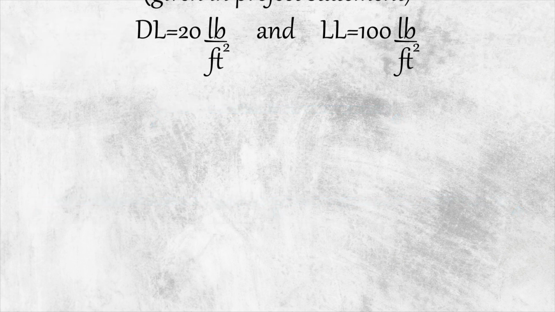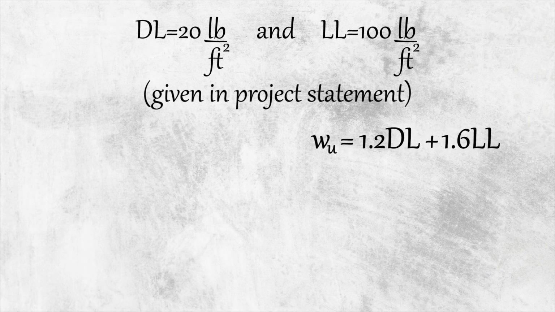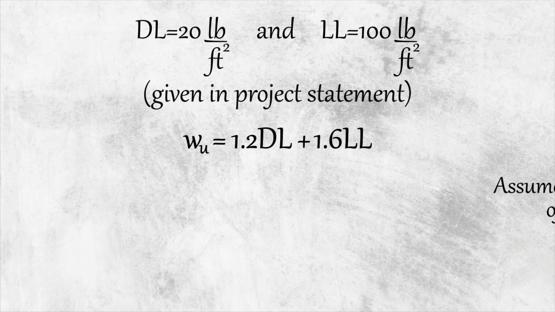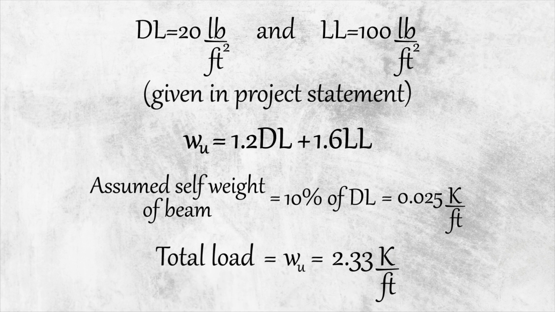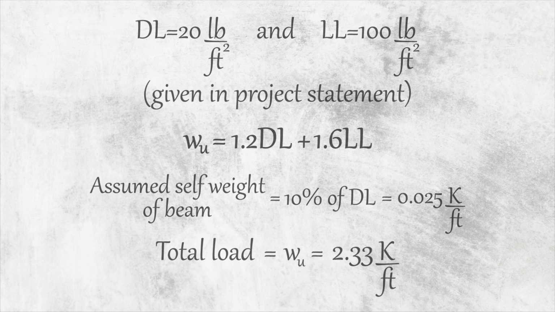But according to the knowledge of design of steel structures, we always use factored load combination equations to get the worst applied load effect. We also assume the self-weight of the beam at the start. Now our total load is 2.33 kip per foot. Our simply supported and continuous beams would now look like this.